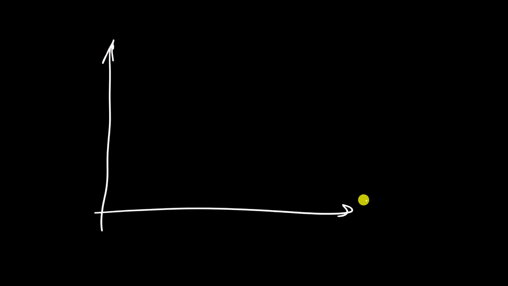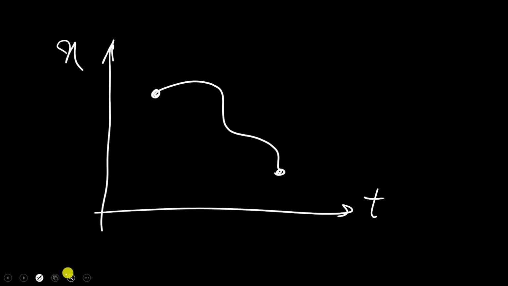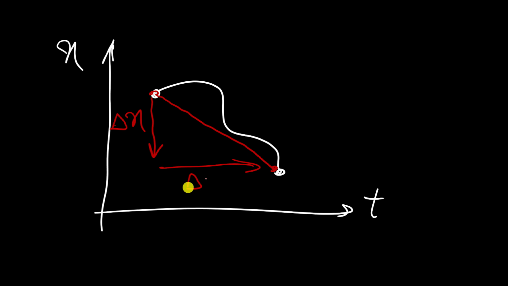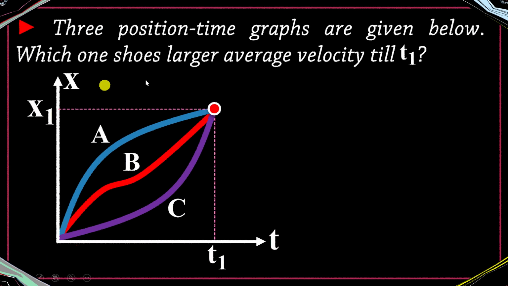Suppose that the xt graph is given like this, okay? Is it exhibiting a negative average velocity? Yes. Because if I draw the secant line, let me draw the secant line in the other color. Yeah, from here to here. This is the secant line. You see? Here the delta x is negative. But the delta t, no. Delta t is always positive. So here the v bar is negative. Yes, it can be negative. Pay attention, it's very important. So we have positive slope, negative slope.